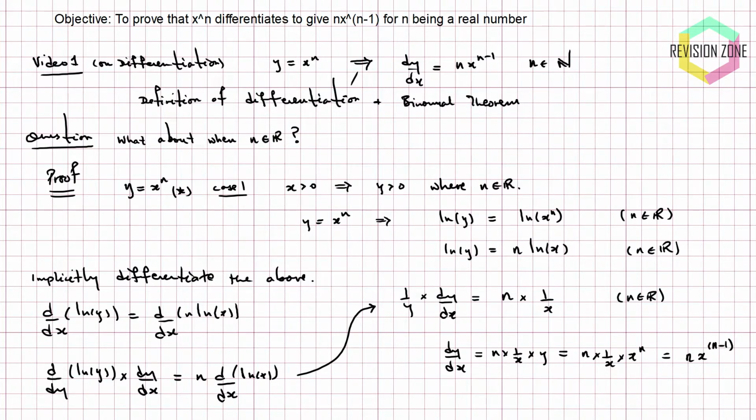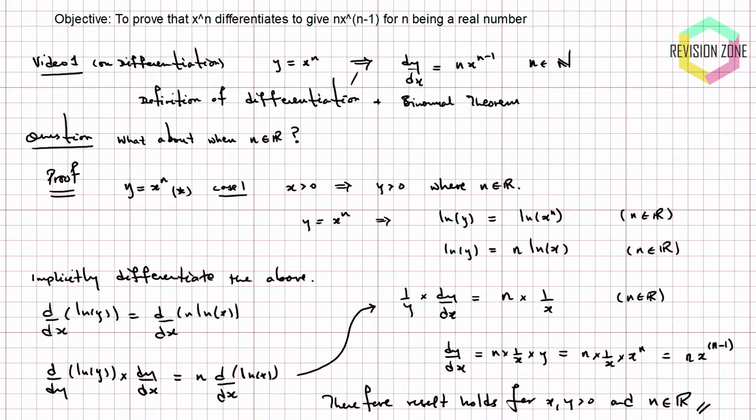And so far, since all of the working we've done is actually for n being any real number, we can say, therefore, the result holds for x and y being positive and n actually being any real number. So we've actually proven our result in part.